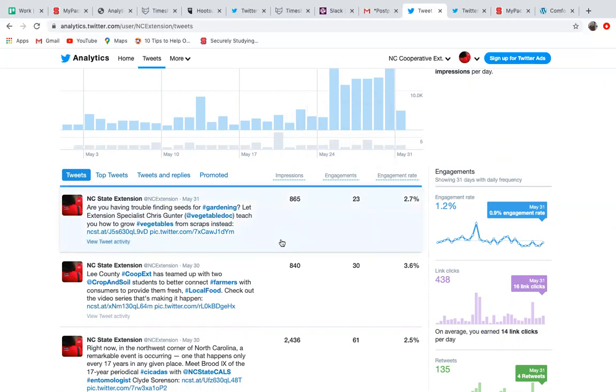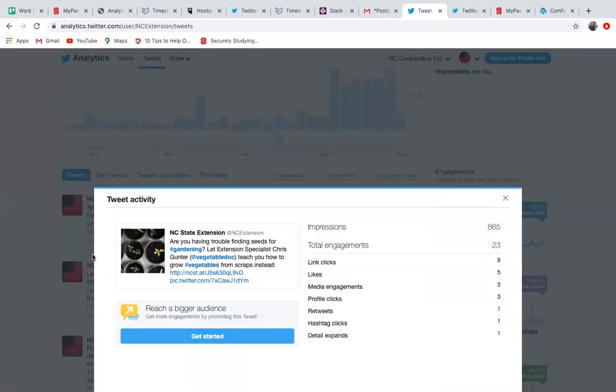And if you are interested in viewing specific activity to see how that engagement is broken down, you can see for this tweet, we had 9 link clicks, 5 likes, 3 media engagements, so clicking on the photo itself, 1 retweet. So out of this information, I would be more curious to see how many likes and how many retweets we're getting, and we didn't get any replies, so I would look for that too.